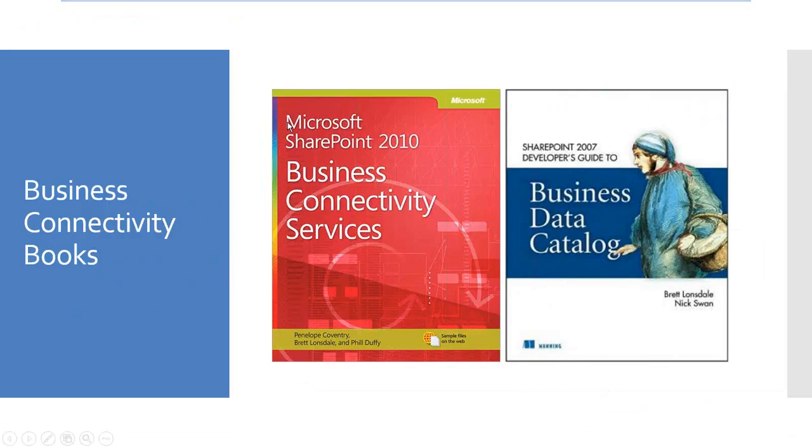Okay, so in the past, I've actually written a couple of books on this subject on business connectivity services, and formerly the Business Data Catalog. One of them back in 2007, the Developer's Guide to the Business Data Catalog, and that was very much around building different web parts and things like that around the Business Data Catalog API. And again, in 2010, for SharePoint 2010, we wrote the Business Connectivity Services book, which takes you through a lot of the different things like external lists and how to configure search, some of the things that we're actually going to be looking at today.